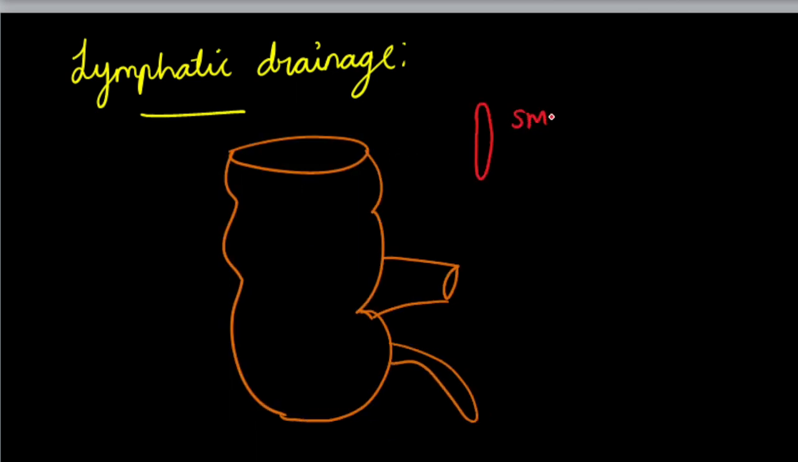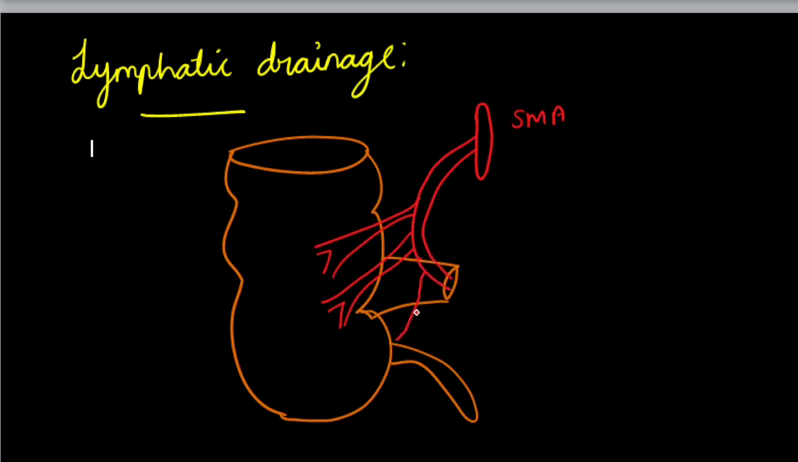So this is the superior mesenteric artery, as we had already talked, and there comes the iliocolic artery. And from the iliocolic artery, there is the anterior cecal artery, then the posterior cecal artery, and from that there arises the branch to the appendicular artery. So this is the arterial supply, which we already know.